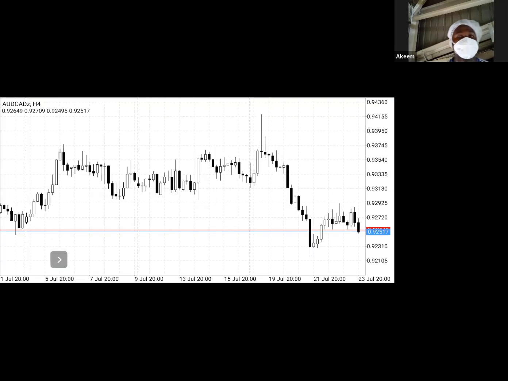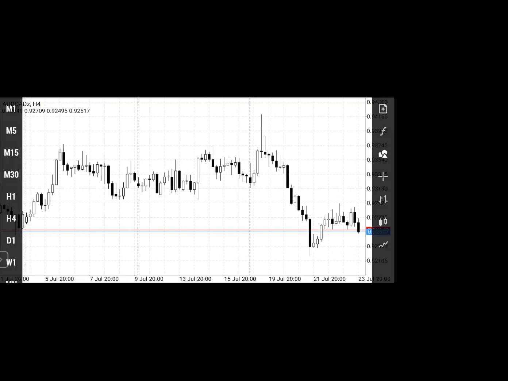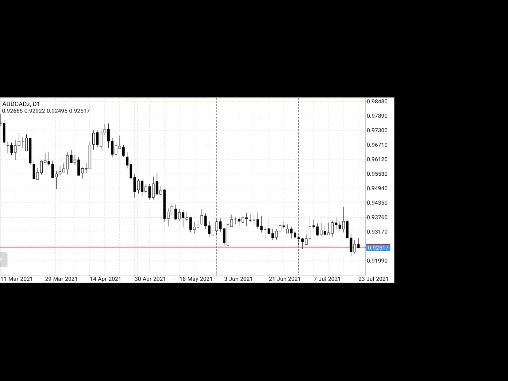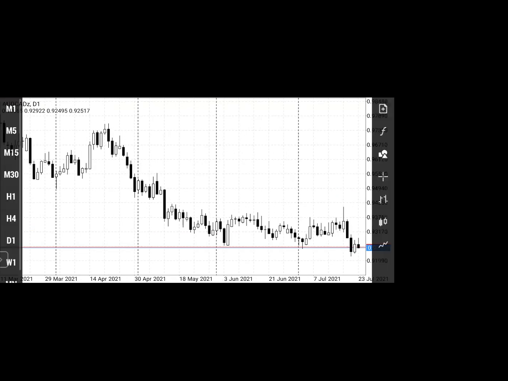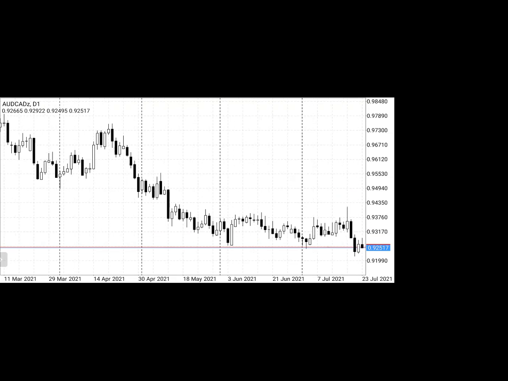Yep. AUD CAD, and I'm sticking with the 4-hour because I like the signals on the 4-hour. In fact, no, do you know what? Let's go for the daily. Another thing, guys. The signals on the bigger time frames are stronger than the signals on the smaller time frames. That's worth noticing. That's worth paying attention to.